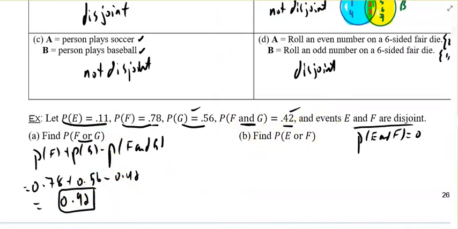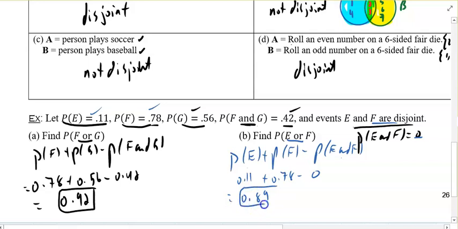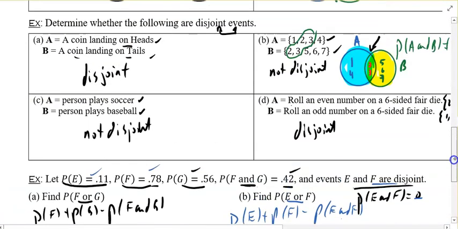Find the probability of E or F. That's the probability of E plus the probability of F minus the probability of E and F. Probability of E is 11%. Probability of F is 78%. Probability of E and F, they didn't give me that because they told me it's disjoint. It's really 0. If I add those, that's 0.89. Again, if the problem doesn't specify, you could leave the answer as a decimal. You could write it as a percentage, whatever you like.